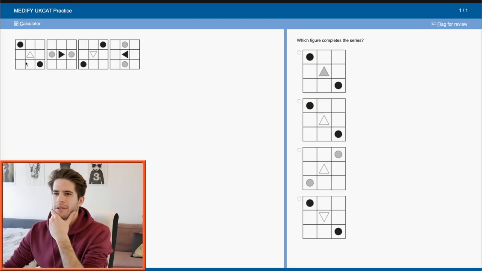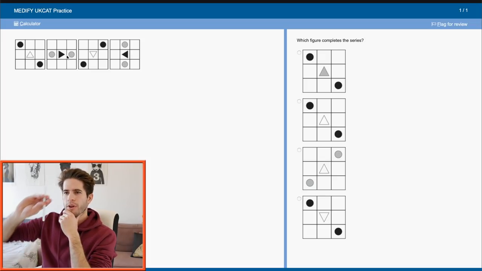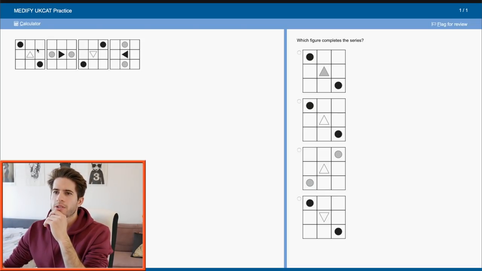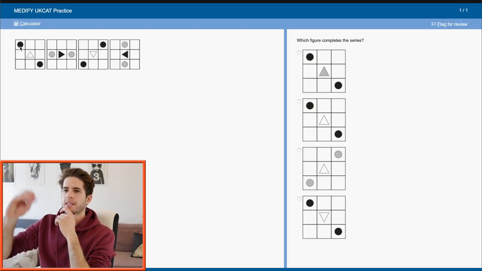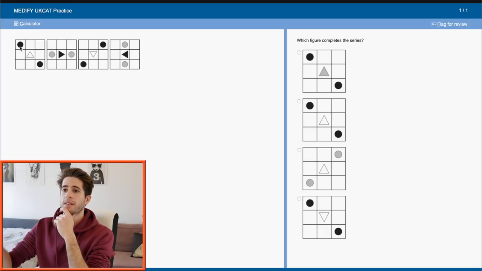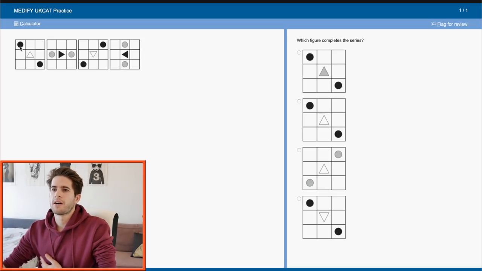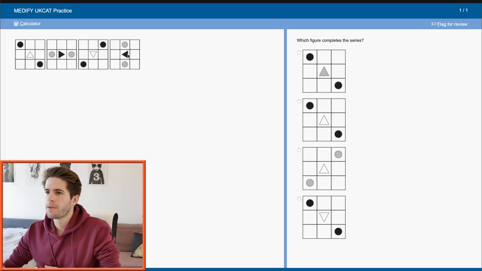So let's see what's going on here. We have two circles and a triangle in each one. The triangle is rotating 45 degrees each time. Okay. And the circles are doing what? Moving down, moving up, moving down, moving up, and then moving left and moving right. Correct? Yeah. So now I'm going to expect this arrow to be pointing right, down, left, up. So that is the first three, A, B, or C.